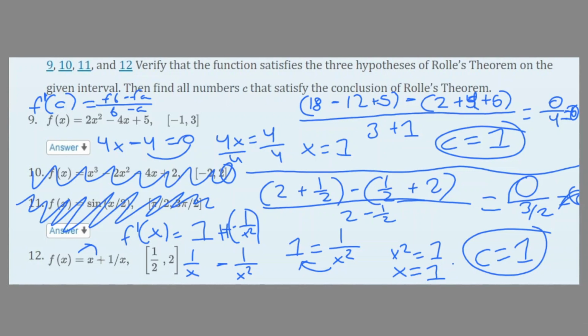And to know if it's a valid answer, you have to see if it's within the interval. So 1 is within the interval of 1/2 to 2. And for number 9 as well, c equals 1 is within the interval of negative 1 to 3. And you could see 1 is also halfway in between, but it doesn't always have to be halfway in between. Like here, it's more towards the left. But that's basically how you find the c values using Rolle's theorem and how to confirm Rolle's theorem.